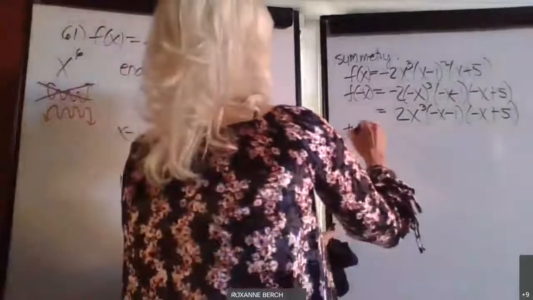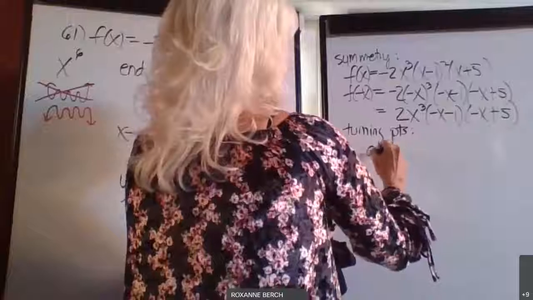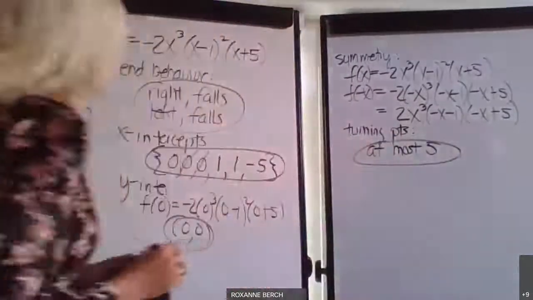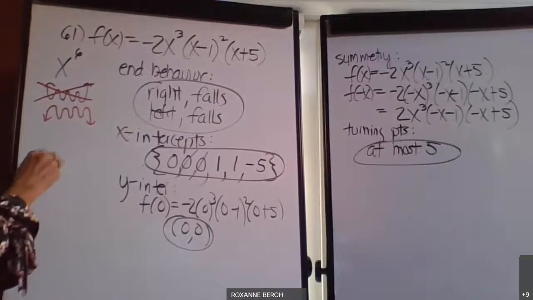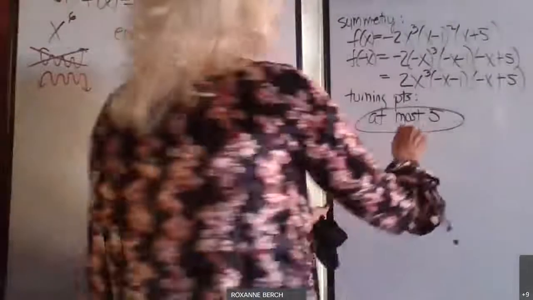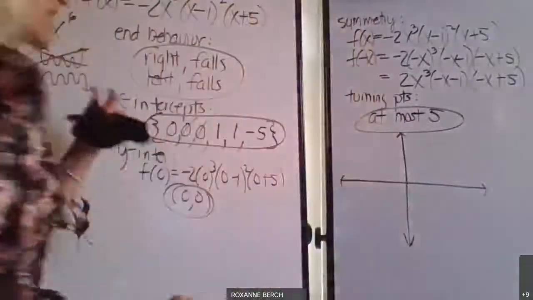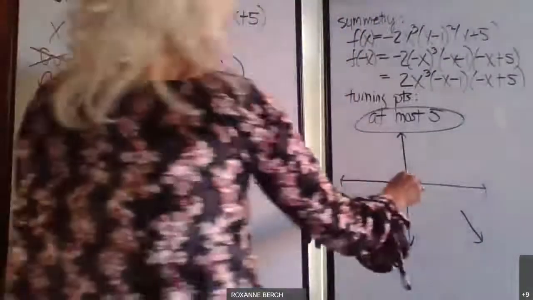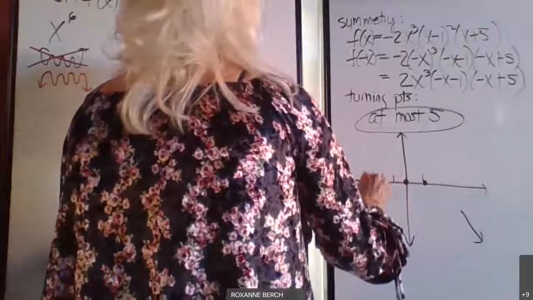Okay, we'll look at the turning points. There's at most 5, 1 less than the degree. Okay, so let's do the graph. I'm going to do the graph over here. Okay, Mark corrected me and said, hey, it's going down on both ends. And the solutions are 0, 0, 0, 1, 1, and negative 5. 1, 2, 3, 4, 5.